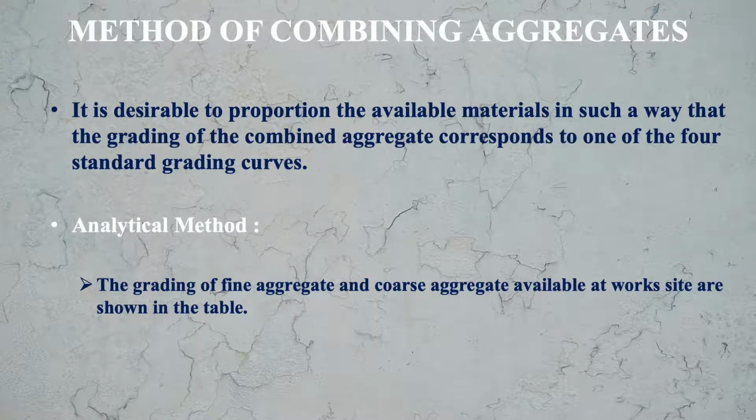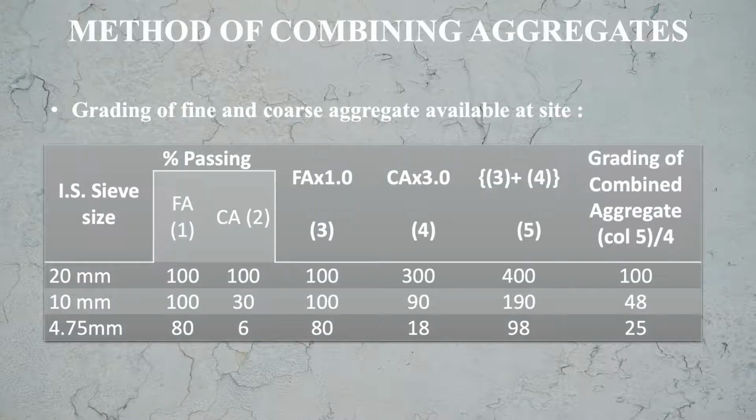Let us see the analytical method. The grading of fine aggregate and coarse aggregate available at work site are shown in the table. This table shows the grading of fine and coarse aggregate available at site. You see the first column is IS sieve size. Second column gives you the percentage passing of fine aggregate and coarse aggregate. In third column, a factor of 1.0 is multiplied to the fine aggregate. In fourth column, you see the coarse aggregate is multiplied by a factor of 3.0.